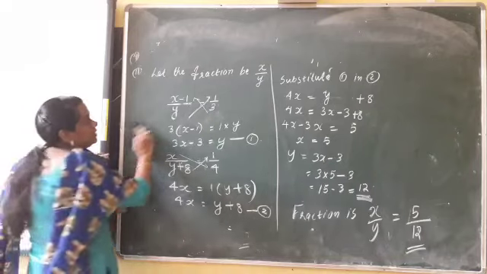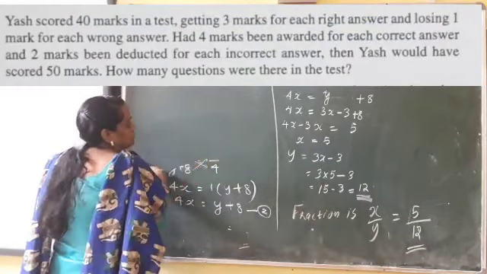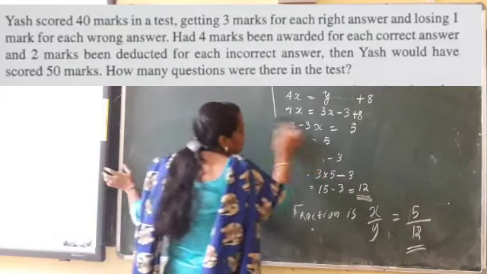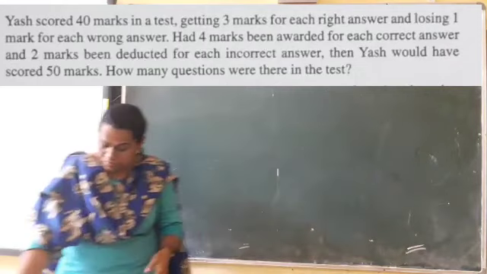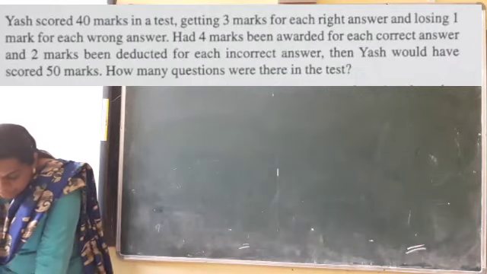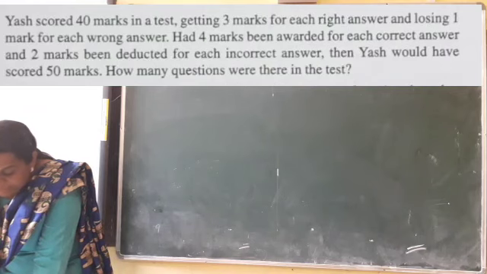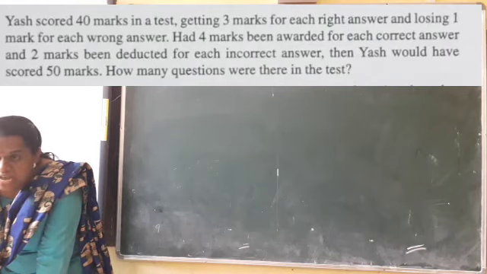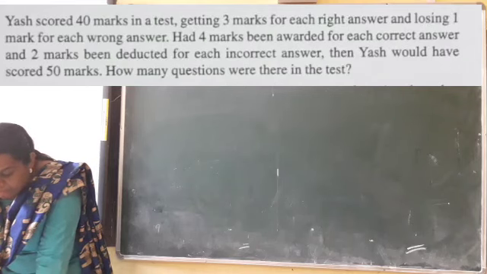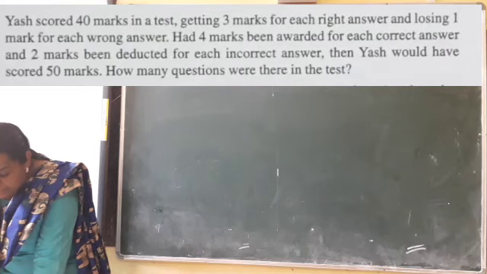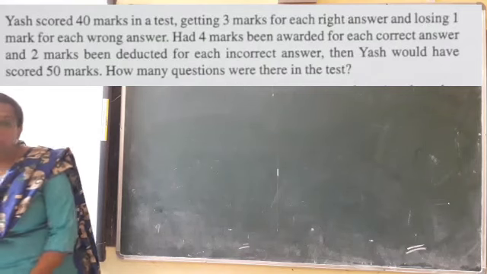Third question. Please read the third question. Yash scored 40 marks in a test, getting 3 marks for each right answer and losing 1 mark for each wrong answer. Had 4 marks been awarded for each correct answer and 2 marks be deducted for each incorrect answer, then Yash could have scored 50 marks. How many questions were there in the test? Did you understand the question?